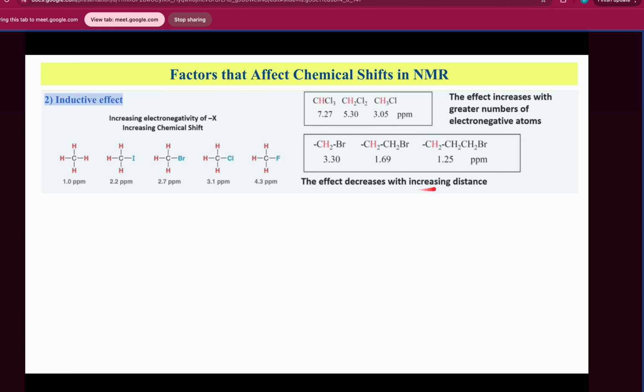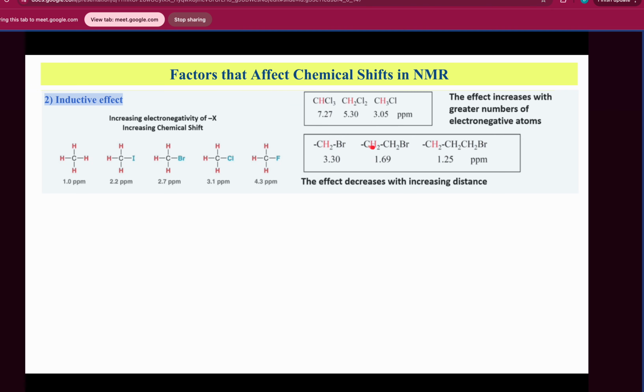And the second thing is that the effect decreases with increasing distance. So it also matters at what position this particular electronegative group is present. If it is close to the hydrogen, then this de-shielding effect will be more. If it is lying far away, then the effect will decrease. For example, in this case, the bromine is present next to the carbon containing hydrogen, so this has a ppm of 3.30.